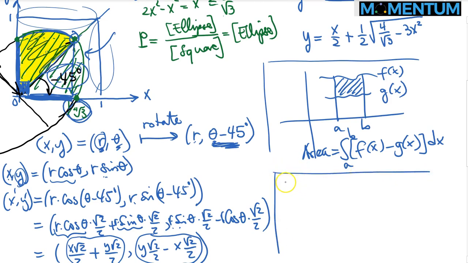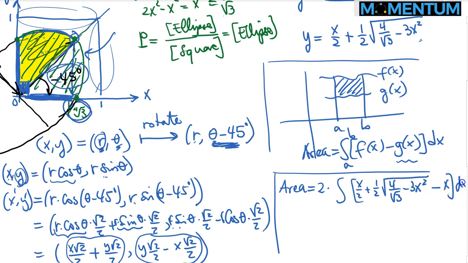So therefore the desired area is equal to 2 times, because 2 times the yellow part, 2 times the integral of the one above. The function above is our function, this monster here, x over 2 plus 1/2 square root of this weird expression minus 3x squared, minus the one below. The function below is y equals x. Nice, and that's it. We just calculate the integral of this from 0 all the way up to 1 over the 4th root of 3.